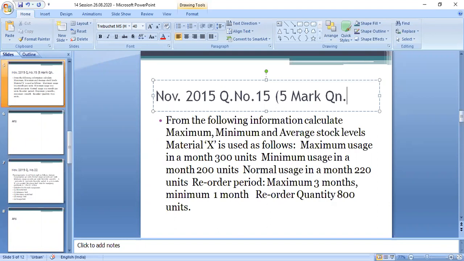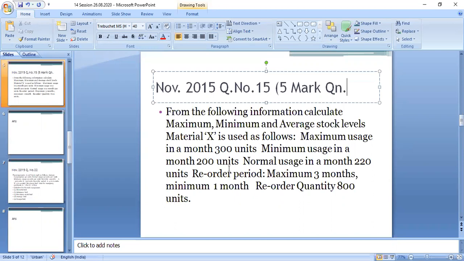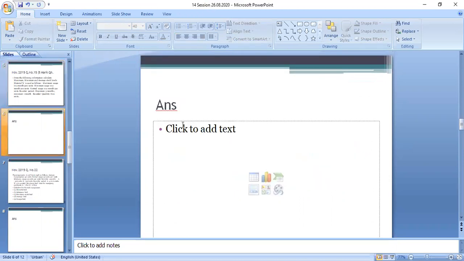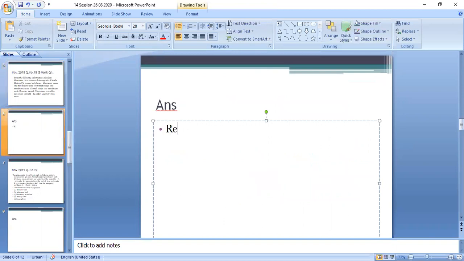Right, so this is the next one. From this also you have to calculate a maximum stock level, minimum stock level, and average stock level. So only 3 levels you have to calculate. Right, so the first case, whatever it may be, you have to calculate reorder level.